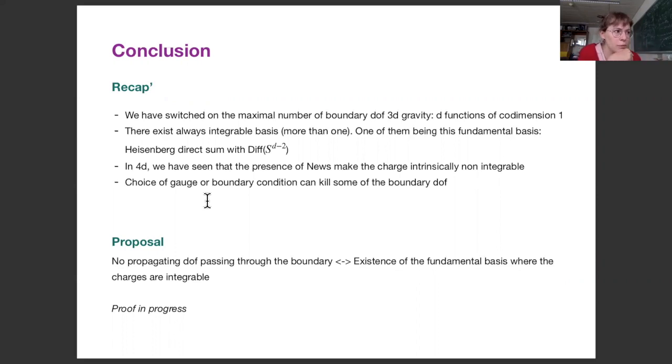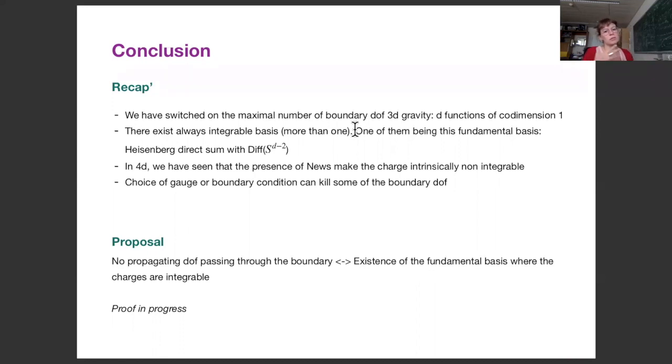That's what we were expecting. I mean, if there is no flux, no bulk degrees of freedom, we're expecting that we can always find this basis. And in 4D, I hope I have convinced you that the presence of news, of shear, at the horizon will make the charge intrinsically non-integrable. So it means that you really have flux going through your null hypersurface.